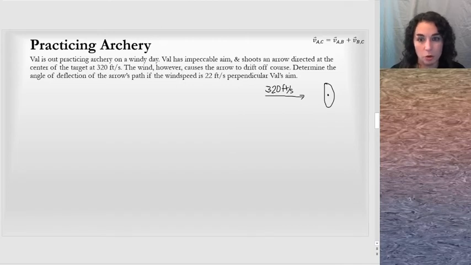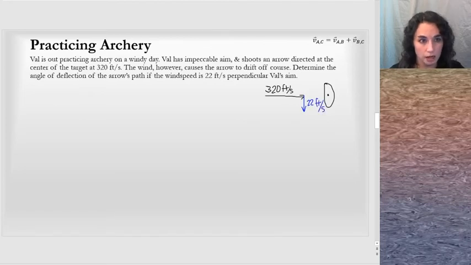What we're being told is that there is a wind perpendicular to Val's aim. So whatever direction you want to put in here, we're going to assume maybe it's parallel to the ground. I don't see the wind blowing up or down, right? It's parallel to the ground, but perpendicular to her, so the wind is going to blow the arrow off course. And this is the 22 feet per second.